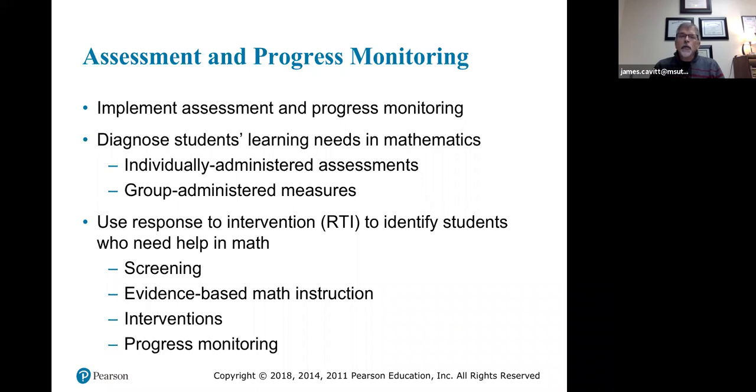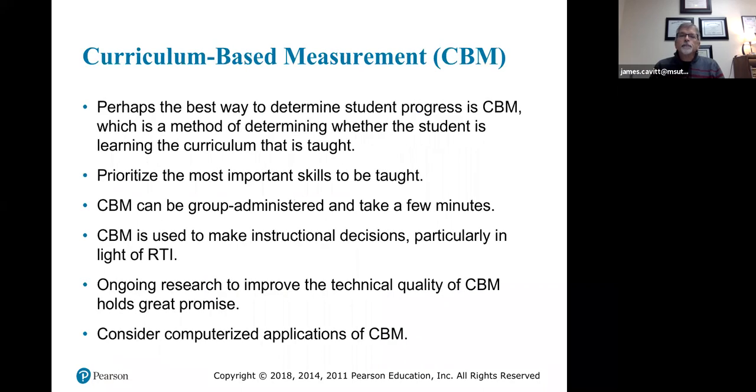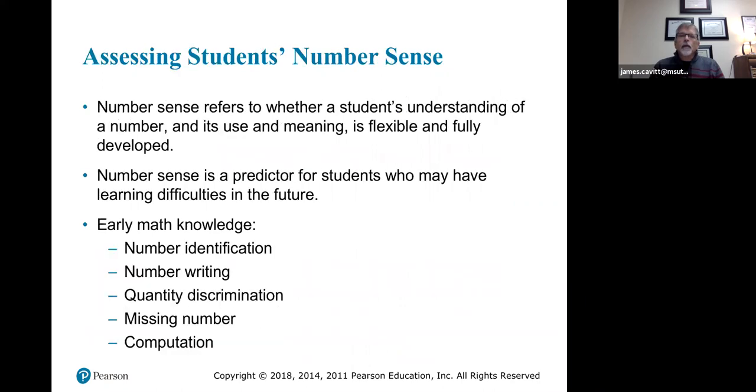Progress monitoring and assessment. I love CBM. I think it's an excellent process and can be used quickly and easily in a classroom. Number sense is important.